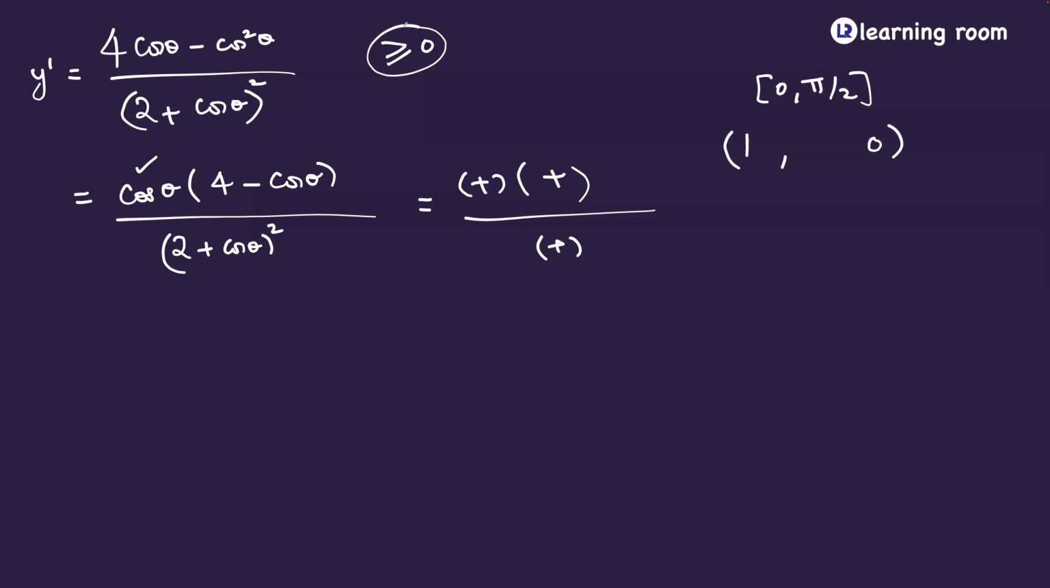So I repeated, cos theta in the first quadrant is positive. 4 minus cos theta, even when the maximum value is 1, is going to be positive. So positive into positive divided by positive will be positive. That is why it is always increasing in the given interval.